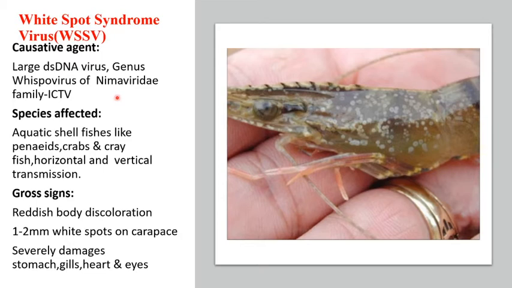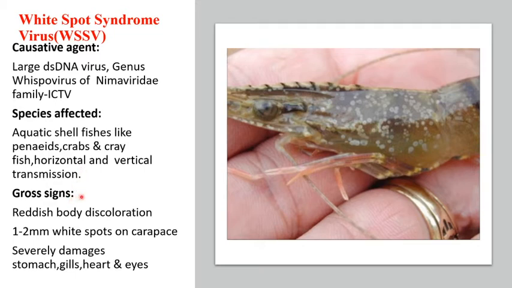and genomic composition. The species affected by this WSSV are: WSSV can affect a wide range of aquatic crustaceans, including marine, brackish, and freshwater prawns, crabs, and crayfish. So, this virus can transmit by both horizontal transmission and also vertical transmission. Vertical transmission is from one generation to the other generation, from parents to offspring.